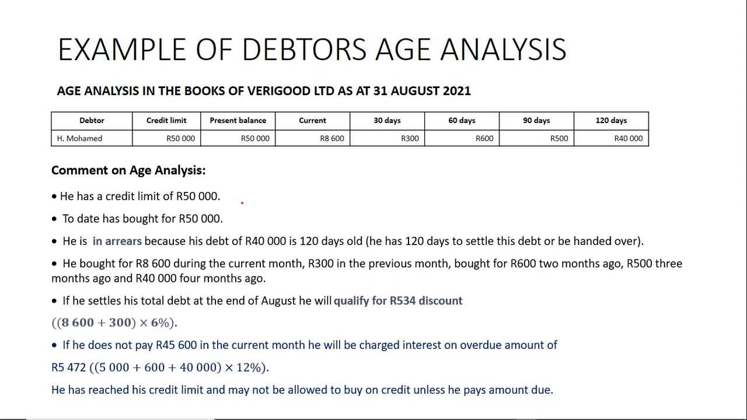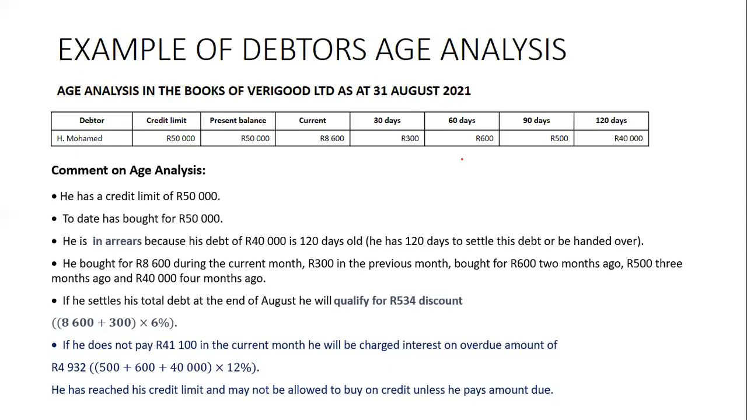If he does not pay 45,000 rand, which is the 5,000 rand that is 90 days old, and the 40,000 rand as well as the 600. I don't know how I actually wrote that as 5,000. It's supposed to have been 500. You multiply all of that by an interest rate of 12%. That will give you the interest that H. Mohammed will get charged.